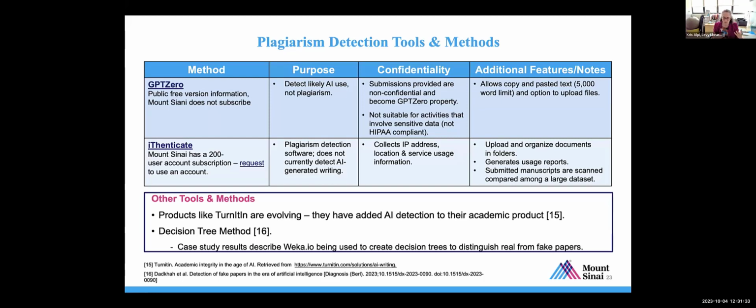And then there are other methods too that you can do in a more human-oriented way to work your way through what do I think, is this real, what is going on, like the decision tree method that's cited here. But that is an intensive process to work through in your head what you think might be happening with the paper.